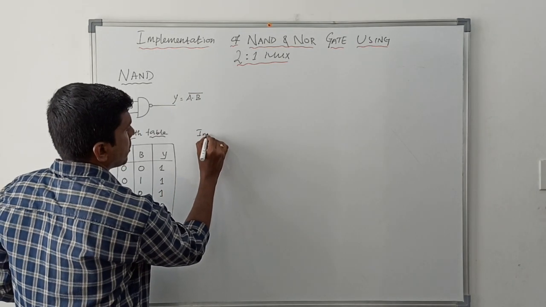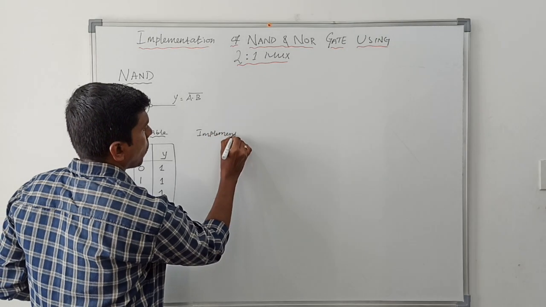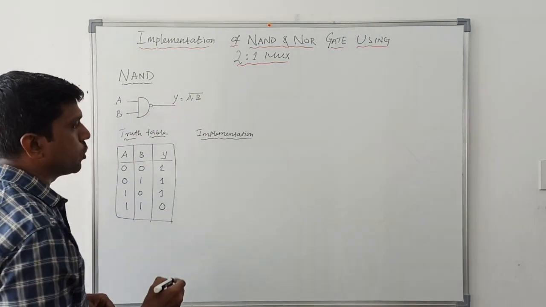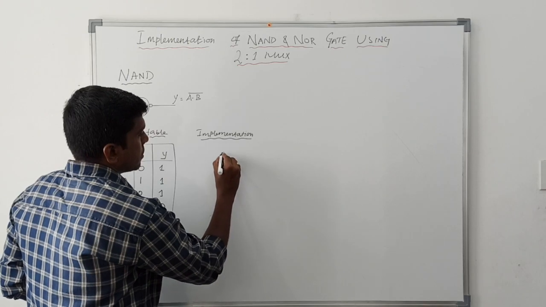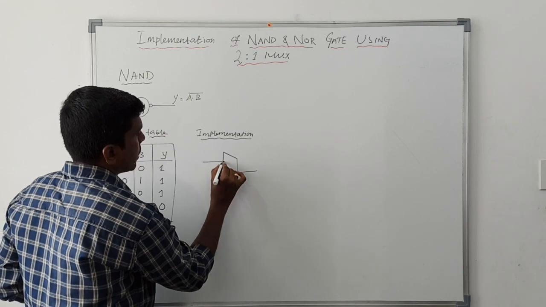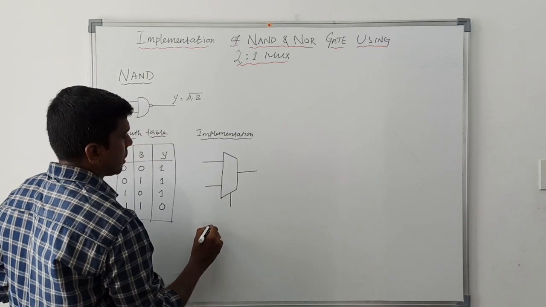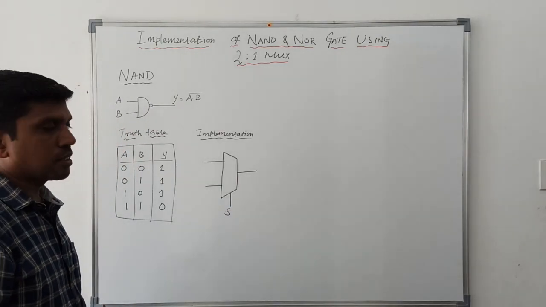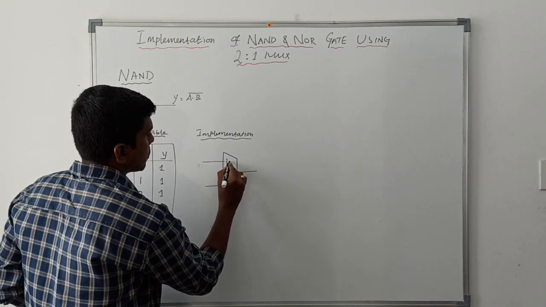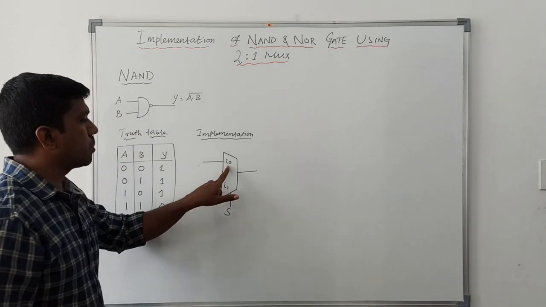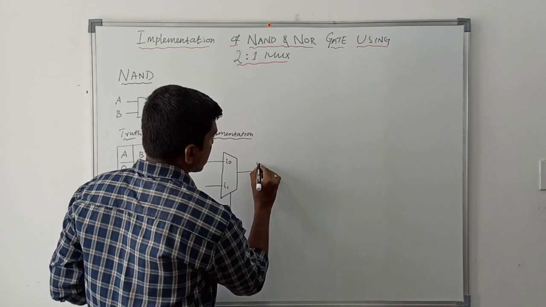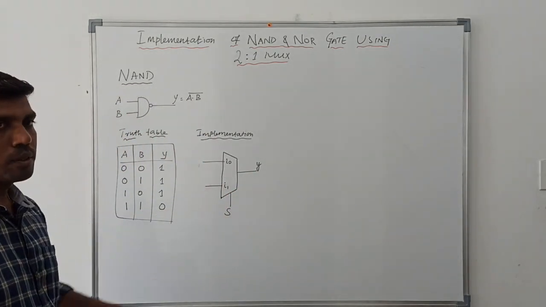Now come to the implementation diagram. This NAND gate is implemented by using a 2:1 mux. Already we discussed the basic concept of the 2:1 mux. It has 2 inputs and 1 selection line. S represents the selection line. Inputs are I0 and I1, where I0 represents the 0th input of the mux and I1 the first input. The corresponding output is Y, the output of the mux.